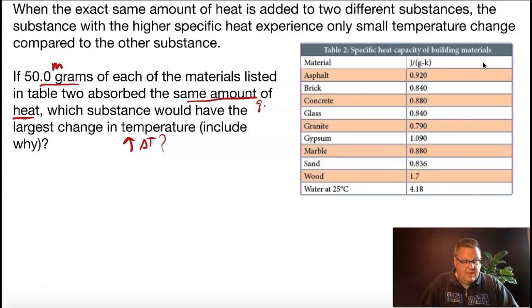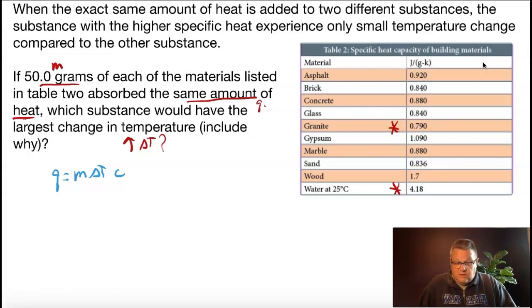Okay, and so if I take Q is equal to m delta T c, first of all, the two substances that I'm going to be focusing on, looking at this chart, are water as the option with the largest specific heat, and granite with the smallest specific heat. Everything else is in between. You know how this game is played. Which one is going to have the biggest? Well, it's going to be either the largest or the smallest specific heats, right?